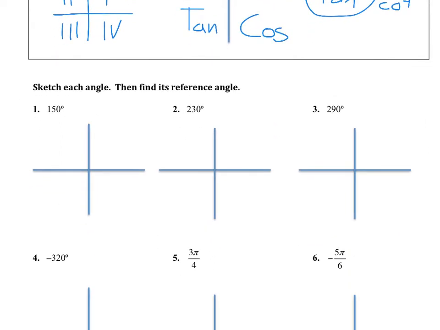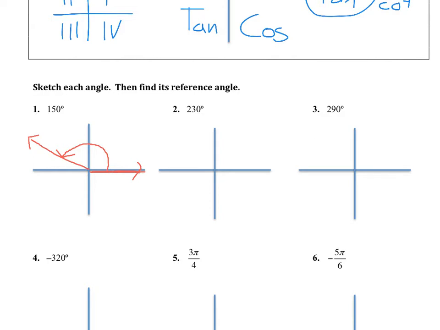Alright, back to reference angles. So first we're going to sketch the angle. We learned this in a previous lesson. So to sketch the angle, first thing I do is make the initial side, which is the positive x-axis. It is positive 150 degrees, so I rotate counterclockwise. I've gone 90. I need to go 60 more. I don't want to go all the way to the next line because that would be 180. Alright, so 150 is around here.